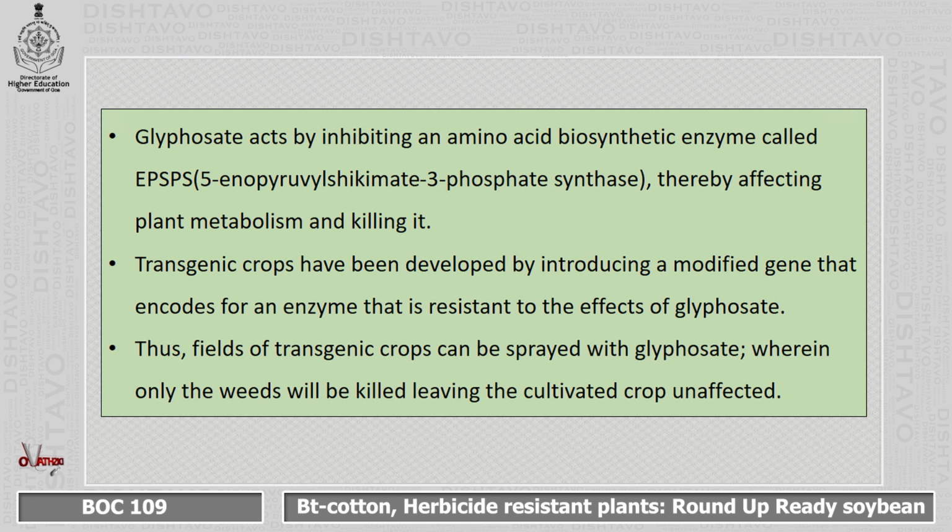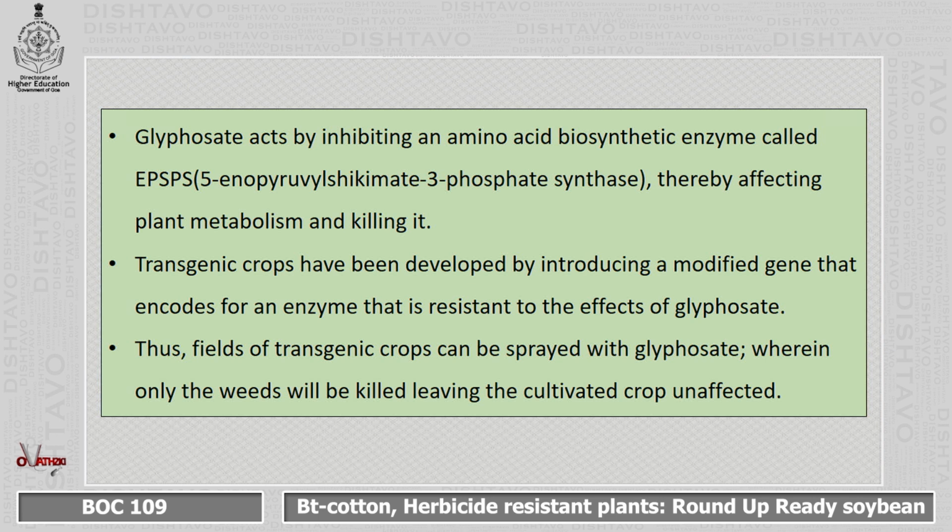So the transgenic crops were developed by introducing this modified gene which encodes for an enzyme that is resistant to the effects of glyphosate. So if glyphosate was sprayed on the crop variety also, it was not affecting the enzyme EPSPS. That is, we have seen how glyphosate used to affect that particular enzyme.